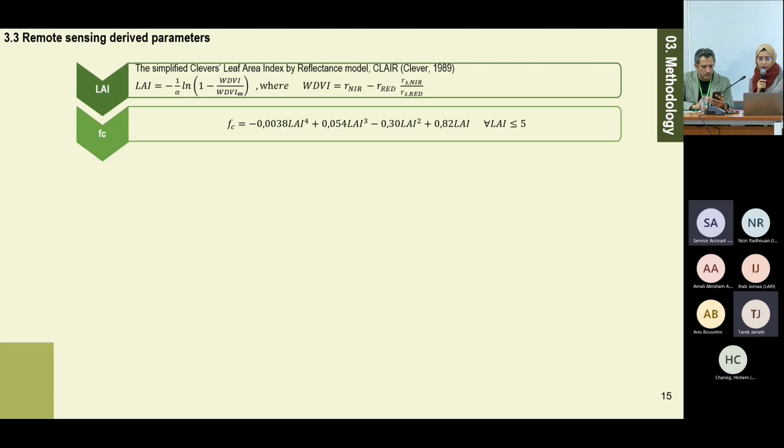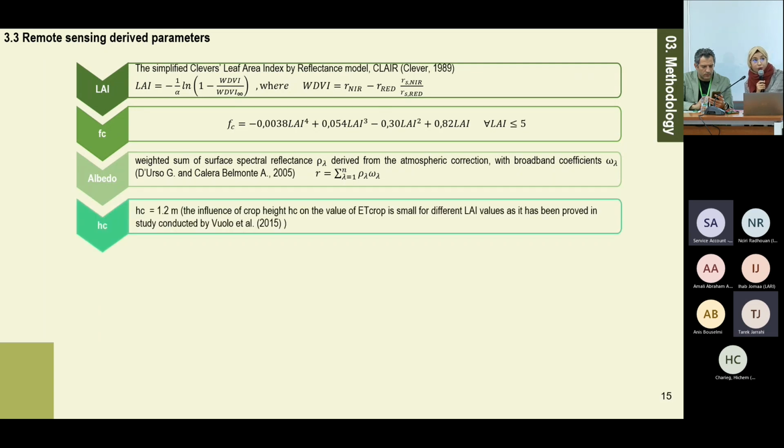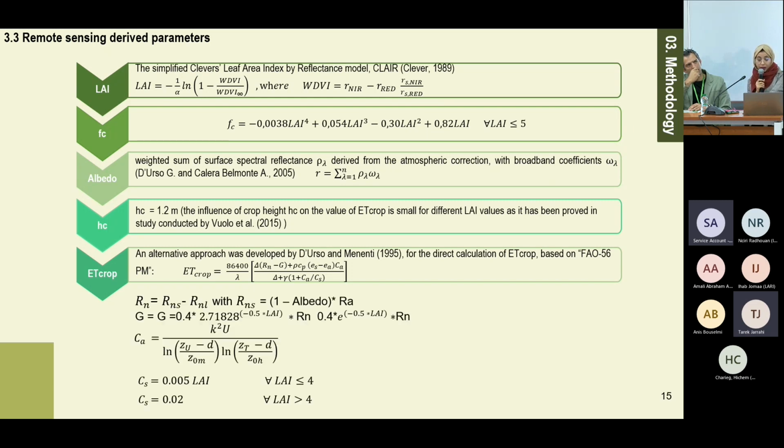The second one is the fractional vegetation cover, which is directly derived from the leaf area index. The albedo is the weighted sum of surface spectral reflectances derived from the atmospheric correction. The crop height was fixed to 1.2 meters because we made an assumption that the influence of crop height on the value of crop evapotranspiration is small for different values of leaf area index, and that has been proven in a study conducted by Wall. The crop evapotranspiration was estimated using the Penman-Monteith equation that was adapted to remote sensing. So we were able to estimate the components of the crop evapotranspiration using crop parameters that were remotely sensed, for example, the net radiation, the heat flux into soil, the atmospheric conductance, and the surface conductance.